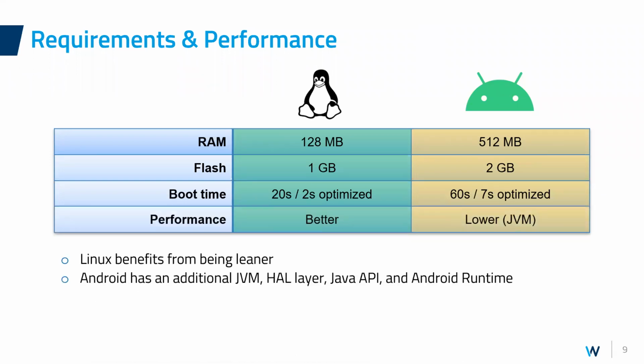If we continue with performance, because you have the JVM and all the weight of Android, the performance you're going to have with your application on your system is going to be better on a small Linux system. And that seems pretty logical, right? So for this picture, basically, all the pluses are on the Linux side. Linux is leaner, so you have all the benefits associated with that. And Android has all these additional layers, which makes it a lot heavier to run and a lot slower.